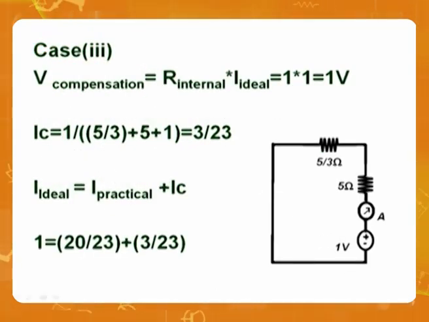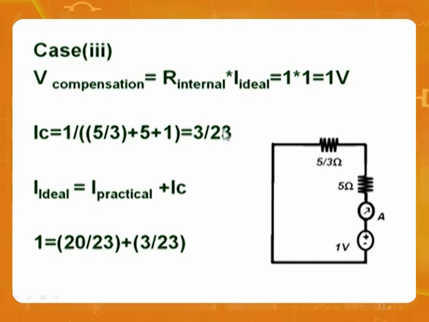Look here. First I am calculating the compensation voltage. The internal resistance of the ammeter times the ideal value of current, that is 1 ampere, as we calculated in case 2. So 1 into 1 becomes 1 volt. This is 1 volt, the compensation voltage. Now what is the compensation current? Very simple. Please remember, the original source is removed. So 1 by (5 by 3 plus 5, and 1).